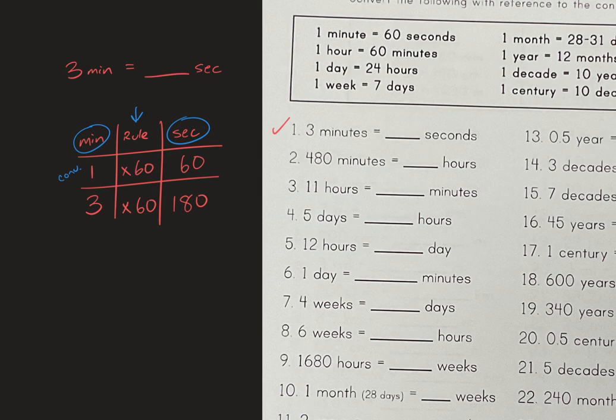And so to go from 1 minute to 60 seconds, we have to multiply 1 by 60, right? And so then we have our problem here at the bottom. We have 3 minutes and we need to get to a certain amount of seconds, but the rule stays the same. So we know that we can just multiply 3 by 60 and we can get 180 seconds. So that's how we find our final answer.